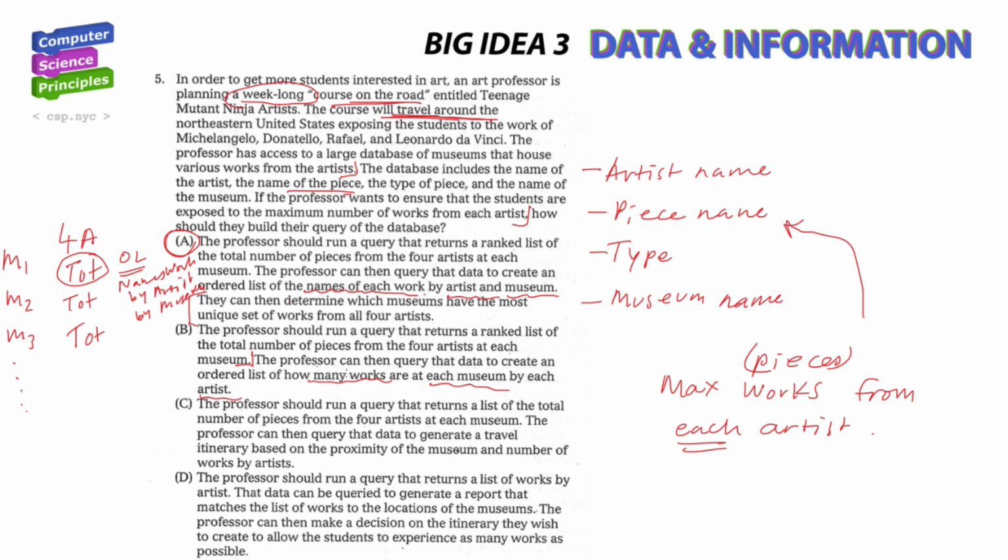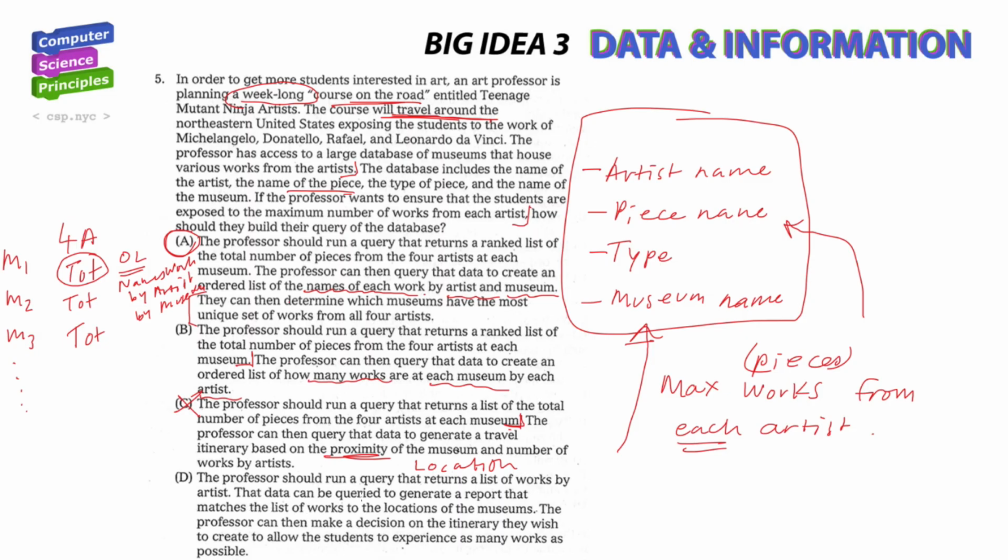So C says they should run a query that returns a list of the total number of pieces from the 4 artists at each museum. So this is looking good even though it's not ranked. And it says the professor can then query that data to generate a travel itinerary based on the proximity. Well, proximity is looking at location. And up here, there is nothing to suggest location inside this data, inside the database. Even though we could find the location based on the name, this itself is not possible with the information that we're given. And the same with D.